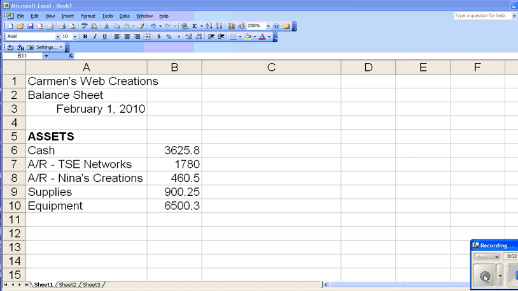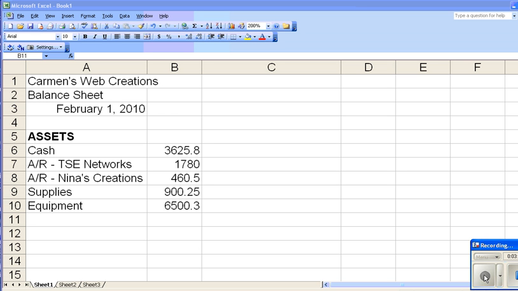Alright, now you can see I've typed in all of the asset names. The A/R, those are our accounts receivable, or the customers that owe our organization money. In column B, I have typed in all of the amounts that correspond with the asset account.